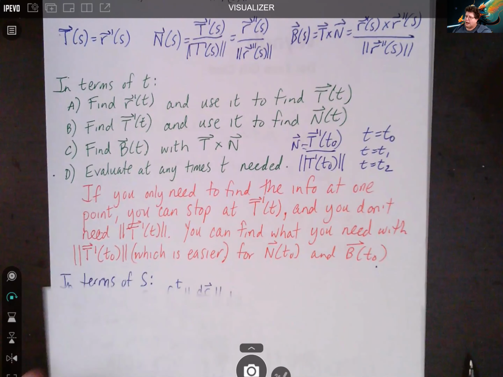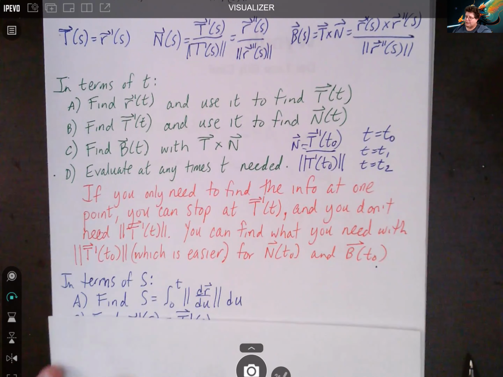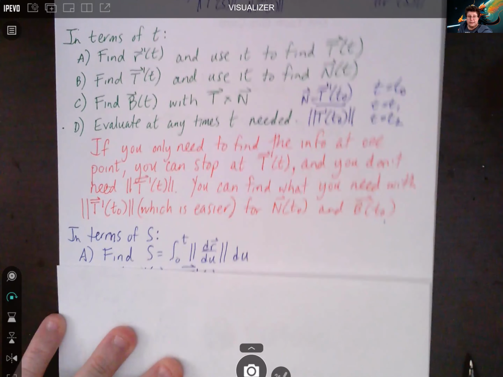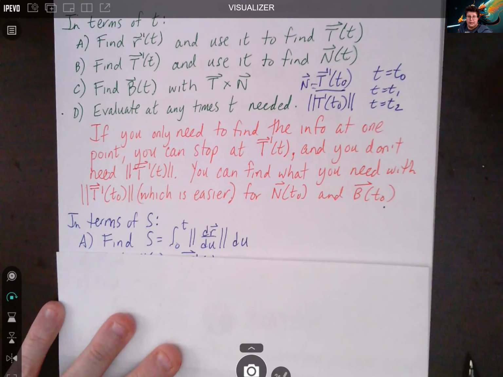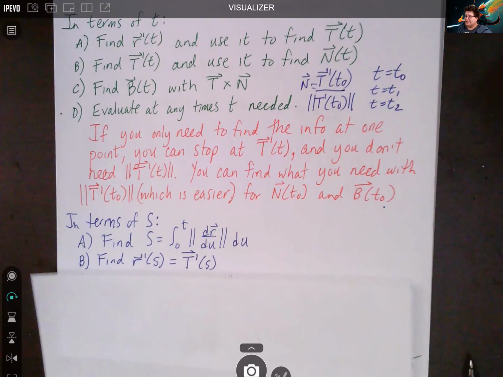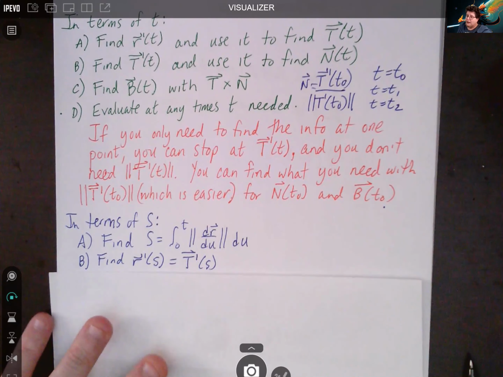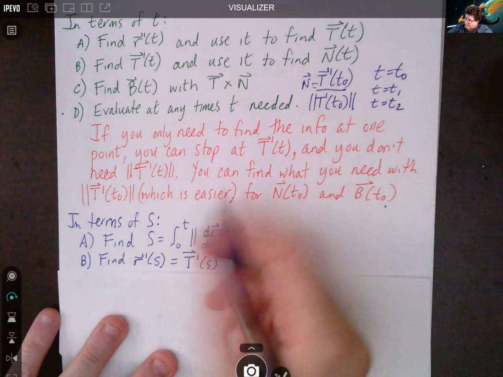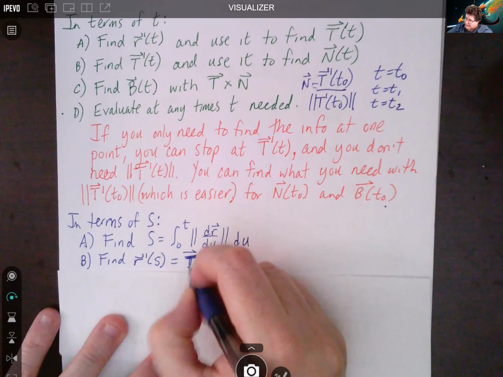Okay. If you're working in terms of S, the arc length, you have to start off by finding the arc length, of course, unless it's given to you. Sometimes this is easy, sometimes it's not. Sometimes it's a pain to work with. But once you have it, everything kind of falls out pretty easy. R prime of S is just T of S. That should just say T, not T prime.